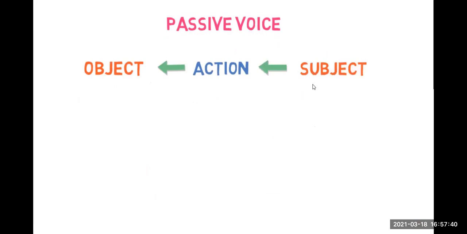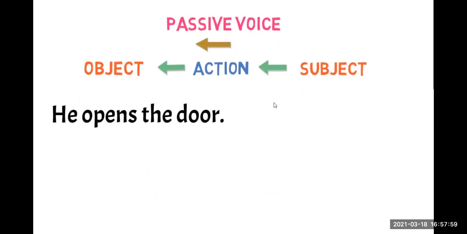Let's go to the passive voice. In the passive voice, all the attention is focused on the object, on the person or thing who receives or is affected by the action. And at the end, we have the subject, the person who does the action. We sometimes don't mention the subject because it's not important or because we don't know him or her. So this is the order of the passive voice.